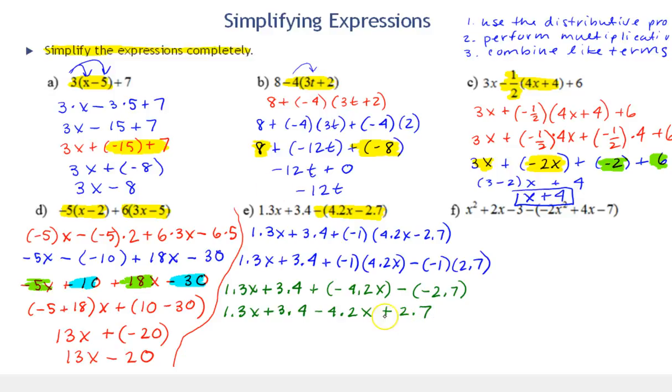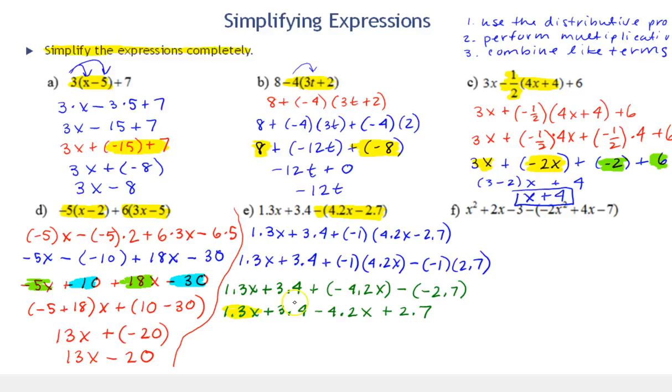Okay. So now notice basically all we did is the 4.2x became subtracted and the 2.7 became added. Okay, so this is kind of a shortcut. That's what I do. I start here and I go right to here. I think of this as this is positive, make it minus. This is subtraction, make it addition. Okay, so now let's combine like terms.